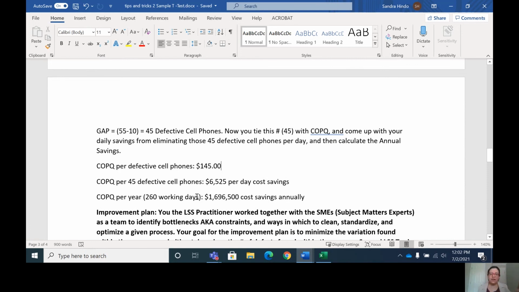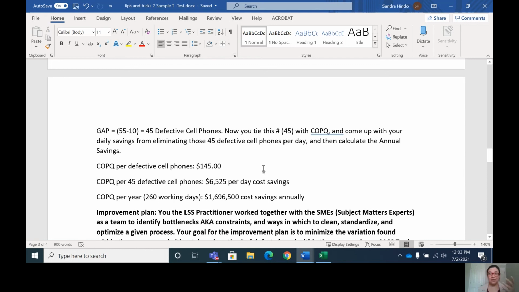And then we determined that our workers were working the production line 260 working days per year. We multiplied this by this, and we came up with a little over $1.6 million in cost savings annually. You explain this in your report. You explain this in your presentations if they ask for it. Get the SMEs that can give you as close as possible to accurate numbers to capture the COPQ.